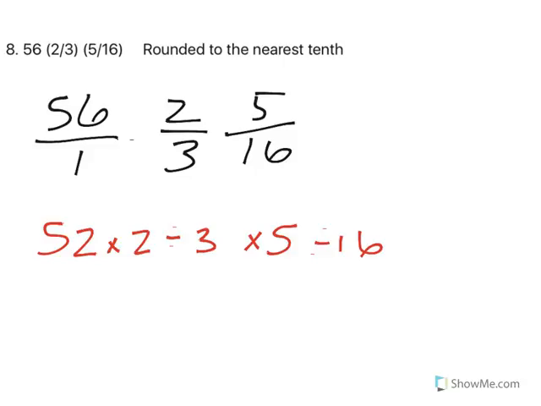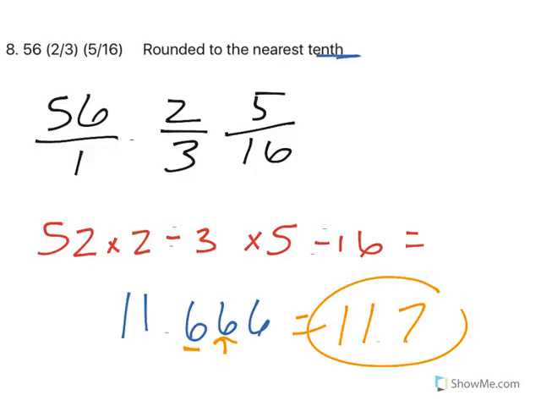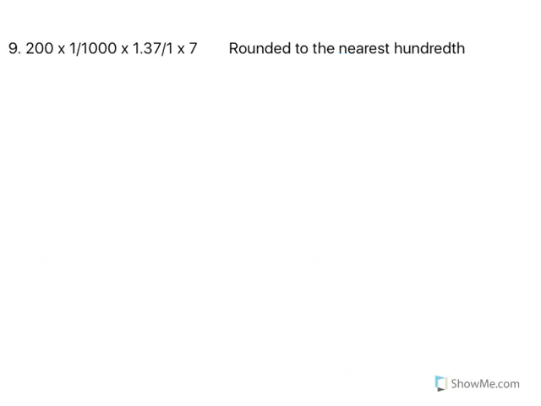If you plug that in, since they're all multiplication and division, you just do it left to right, and your calculator should spit at you something like 11.66666, rounded to the nearest 10th. Well, 6 rounds up, so 11.7 would be your final answer there. Number 9. Again, same kind of problem we just did.